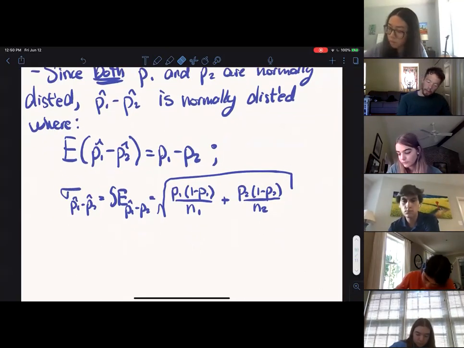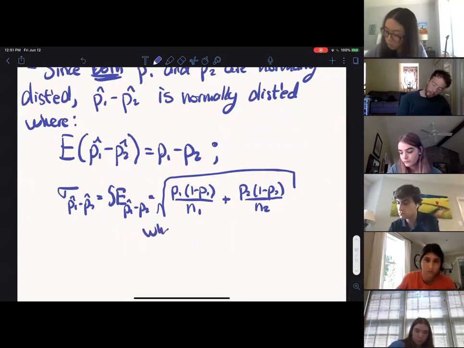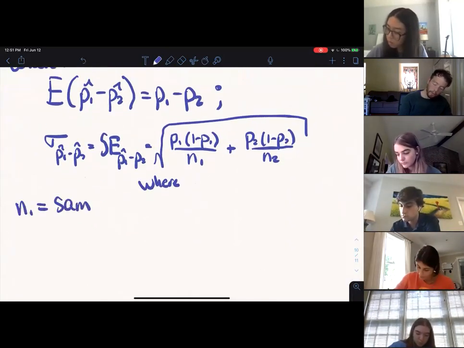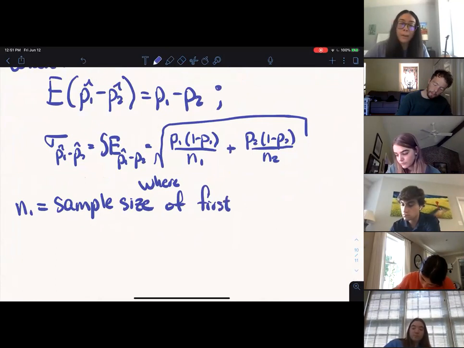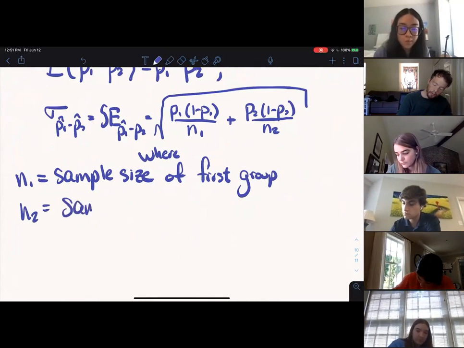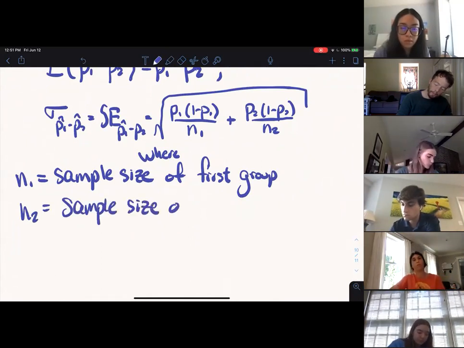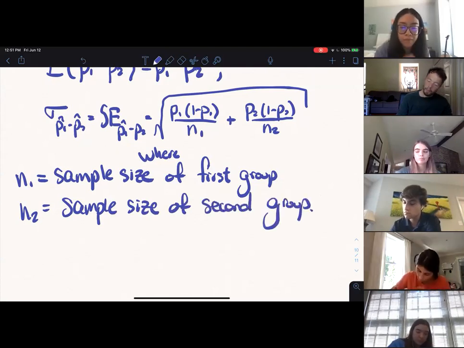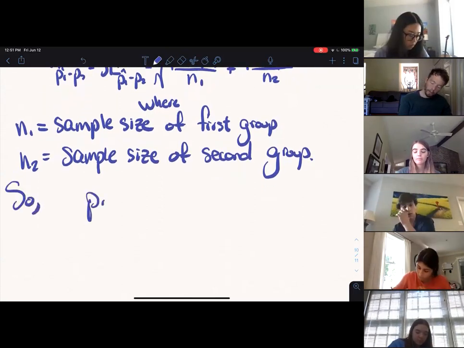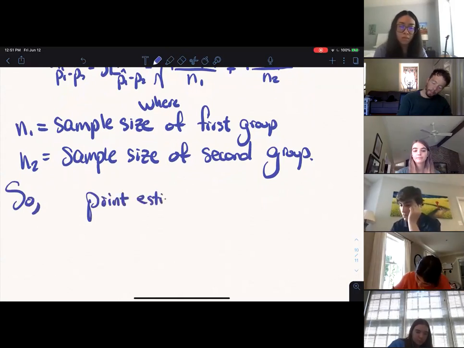Okay, so that's this, and let me be more precise. I don't know if I explicitly defined these: N1 is equal to the sample size of the first group, N2 equals the sample size of the second. Okay, so we have all of our parts. Let's make our confidence interval. So a confidence interval is always point estimate plus or minus C times the standard error.